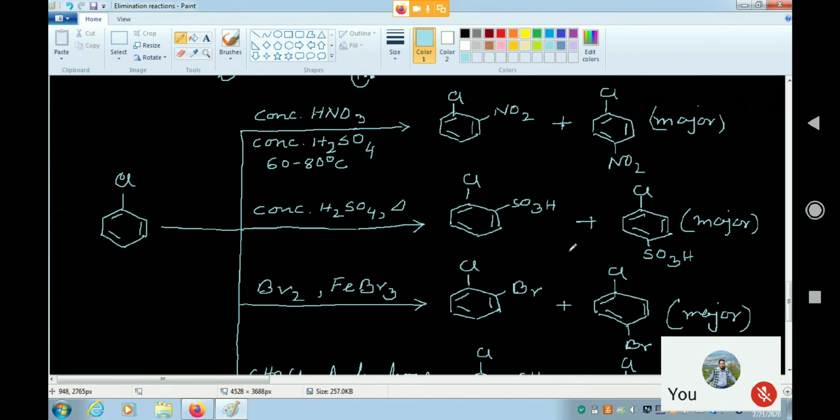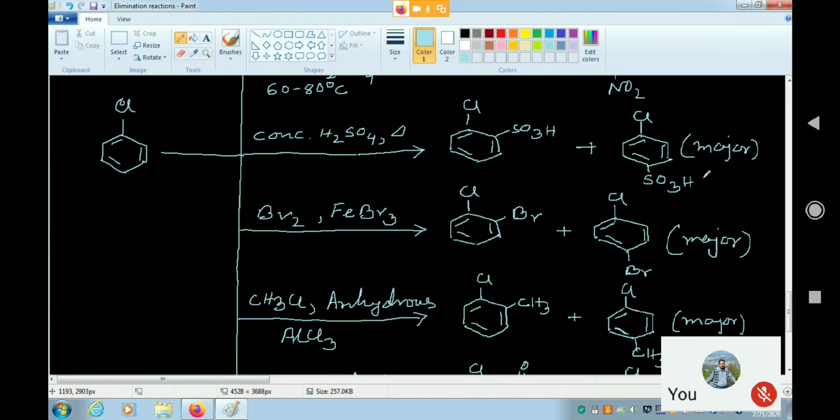Then likewise, if sulfonation is carried out by heating with concentrated sulfuric acid, ortho and para substituted products, that means 2-chlorobenzene sulfonic acid and 4-chlorobenzene sulfonic acid, are formed, where the para product is the major one. So halogenation of halobenzene can also give rise to the ortho para substituted product, as shown here.